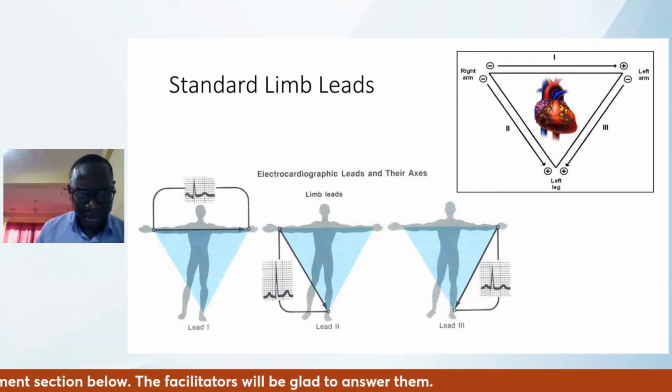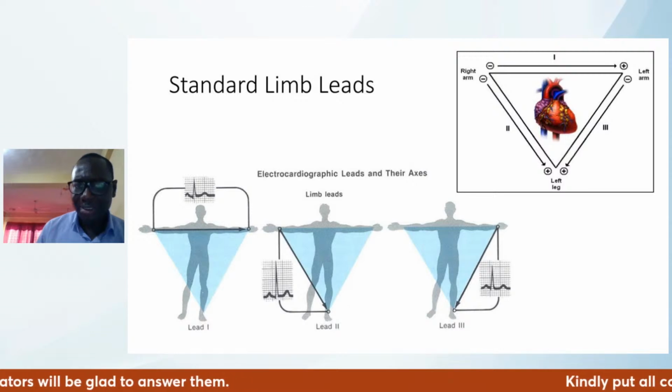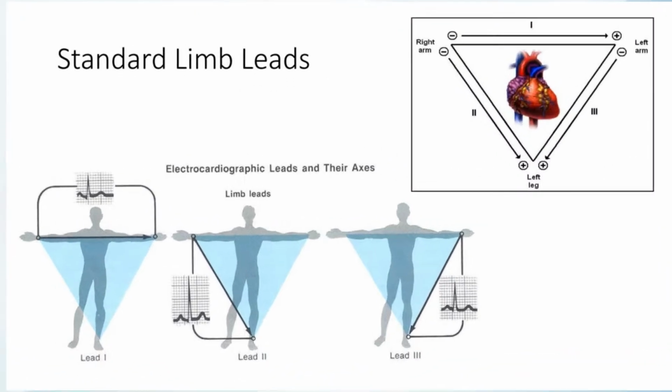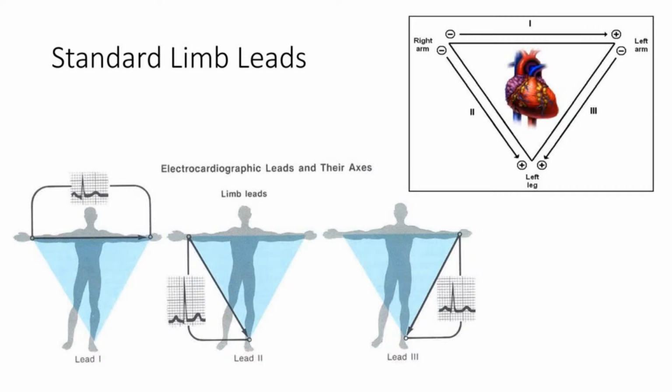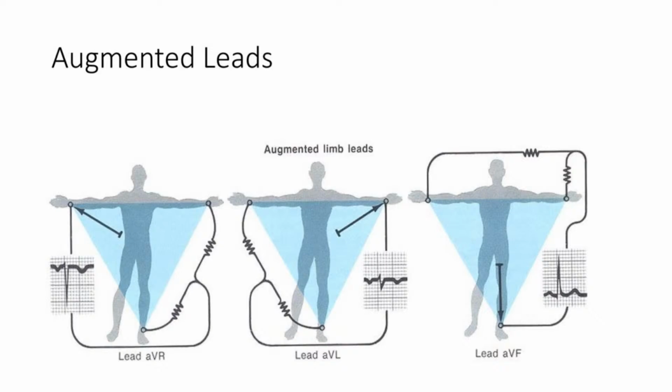Now, the limb leads, we have the bipolar leads, which look at the difference between the standard limb leads. So, for example, lead 1 will be looking at voltages from the right arm to the left arm. Lead 2 from the right arm to the left leg, and then lead 3 from the left arm to the left leg. And then we have the augmented limb leads, which look at the voltages traveling in the direction or away from that limb relative to the other leads. And we say it's augmented because it is magnified in order for the signal to be perceptible.